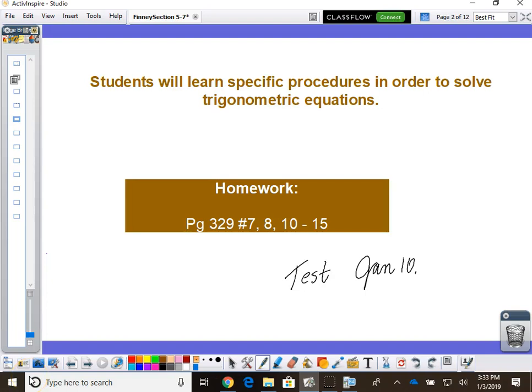Okay guys, we're going to try this. We're going to solve some trigonometric equations. You've got a test coming up January 10th. There you go. Before we solve some trigonometric equations, what I want to do is look at what the functions for sine and cosine look like.